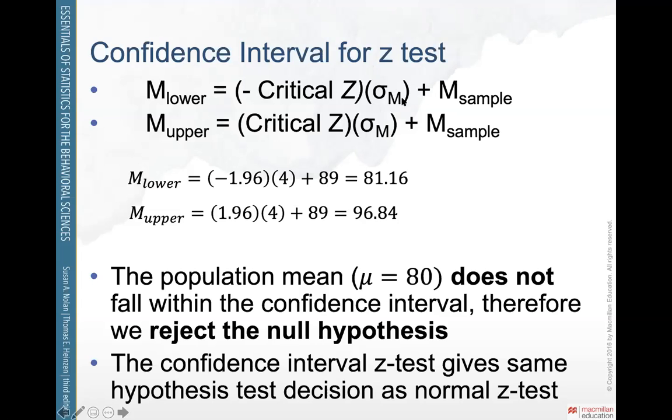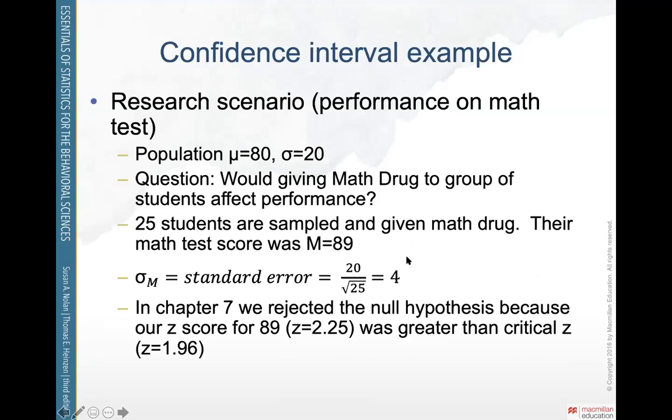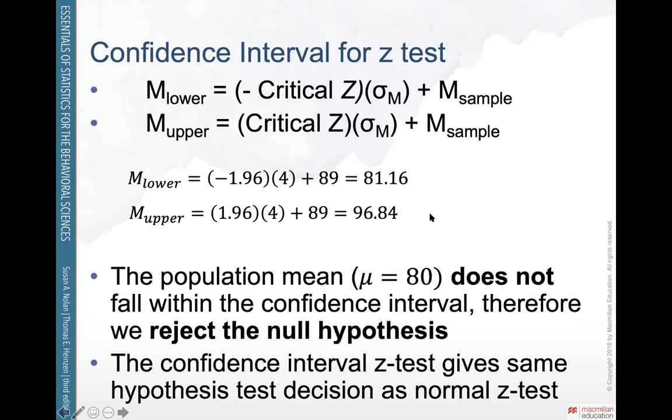What does the symbol right here stand for? Sigma sub x-bar. What does this stand for? Standard error. And I showed you on the previous slide, or 2 slides ago, the standard error equals 4. We calculated that for this problem previously. So we're going to put in 4 right here and another 4 right here.